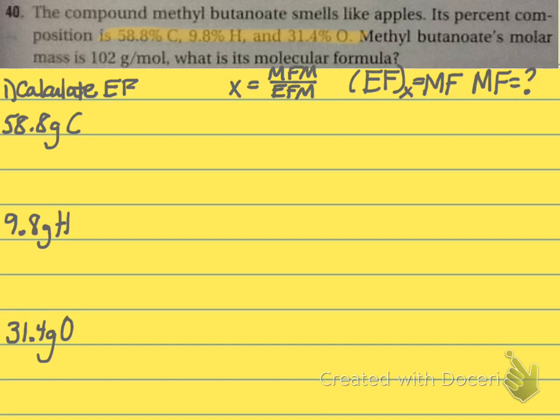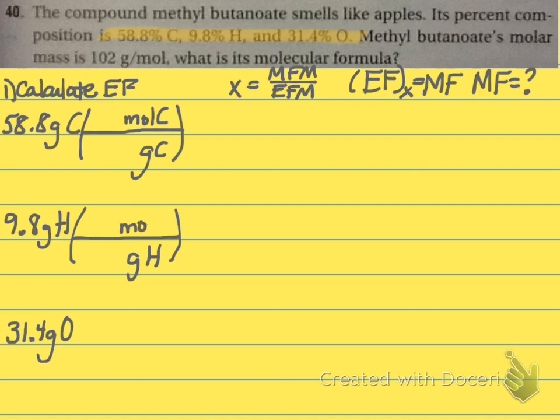Now, one of the ways that we can interpret formulas, molecular formulas or empirical formulas, is that they're ratios of moles. So we need to use our molar mass conversion factor to convert these from grams to moles. And because grams are on the top in each of these, grams are going to be on the bottom.